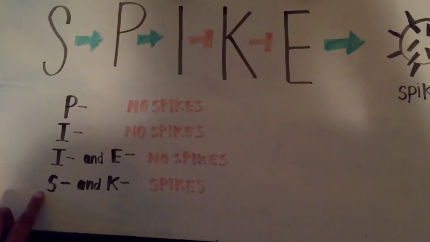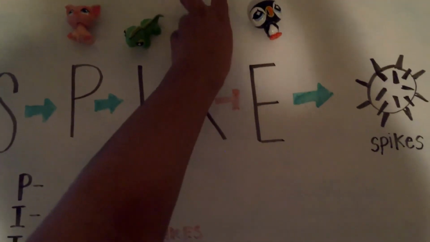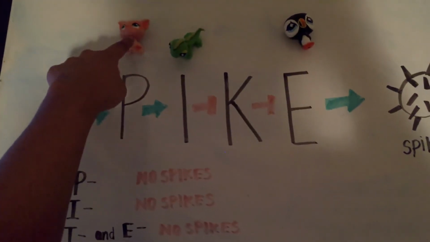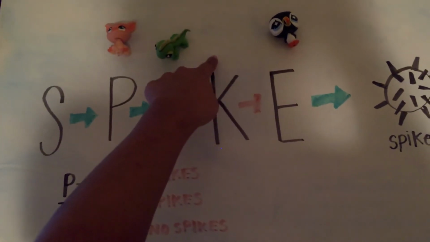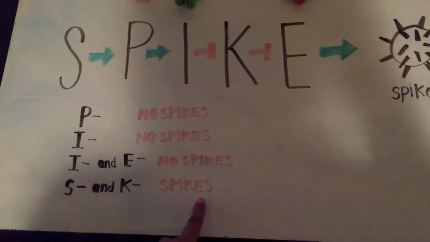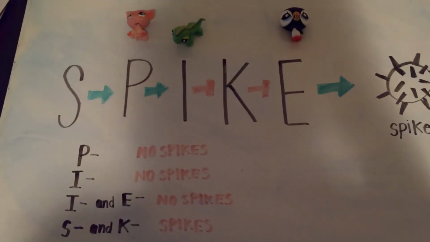And finally, we're going to remove the Siamese cat and the kangaroo. And when this happens, nothing is there to activate the pig. However, because there's no kangaroo, there is nothing to inhibit the emperor penguin, so now it can create the spikes. So there are spikes when both the Siamese cat and the kangaroo are removed.